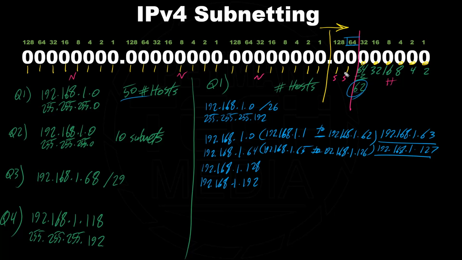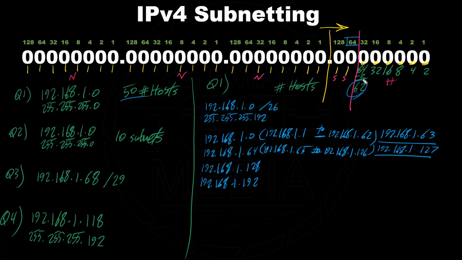Why? Again, class C default subnet mask, we have 24 ones. In previous videos we talked about the default subnet mask for class A, B, and C. So this is the default subnet mask for class C, up to here. That's the default cut line. So these are zeros, the host bits. We borrowed 2, and now we have 6 host bits.